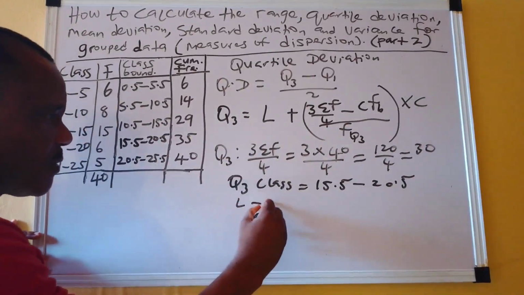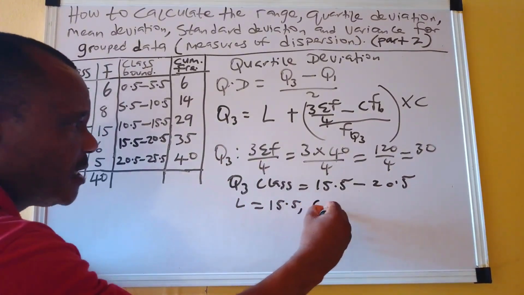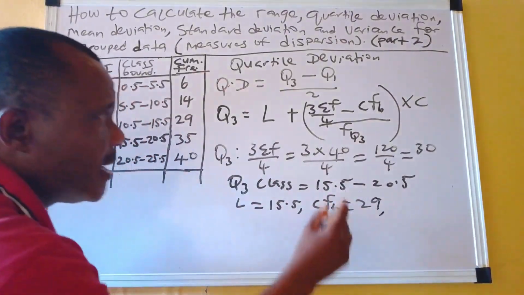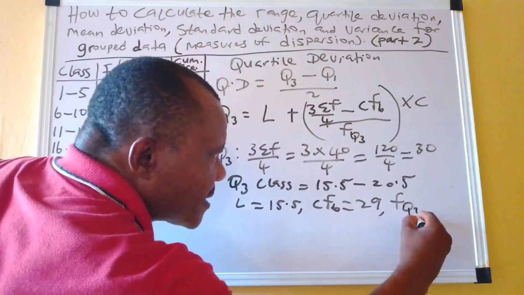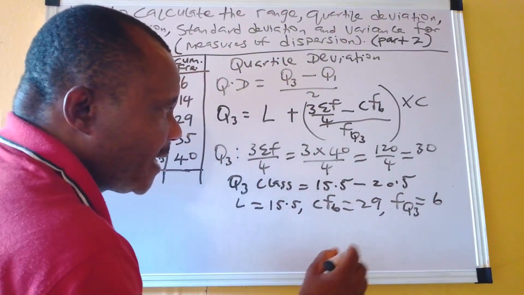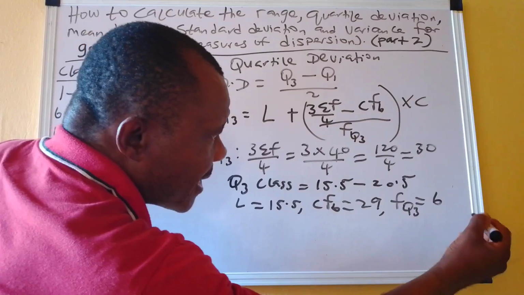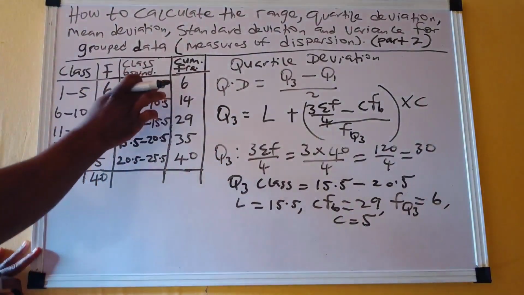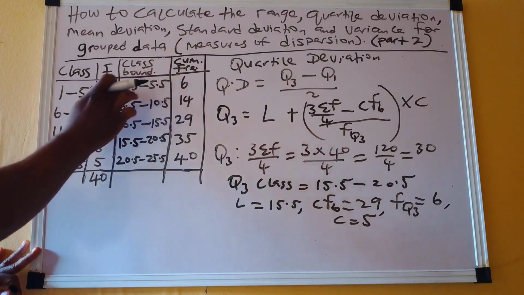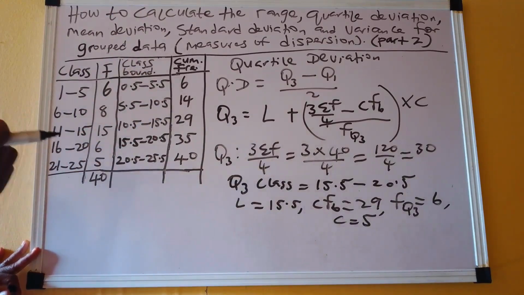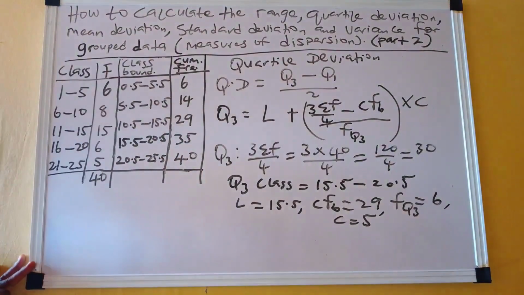Now, what do we need to calculate Q3? Here, our L is equal to 15.5. Our cumulative frequency before that class is 29. The frequency of the Q3 class is 6. Then our class size, C, is equal to 5. You will see it clearly from the class boundaries: 5.5 minus 0.5 is 5. Here, 1 to 5 is 5 inclusive: 1, 2, 3, 4, 5. 6 to 10 is also 5: 6, 7, 8, 9, 10. So our class width is 5.